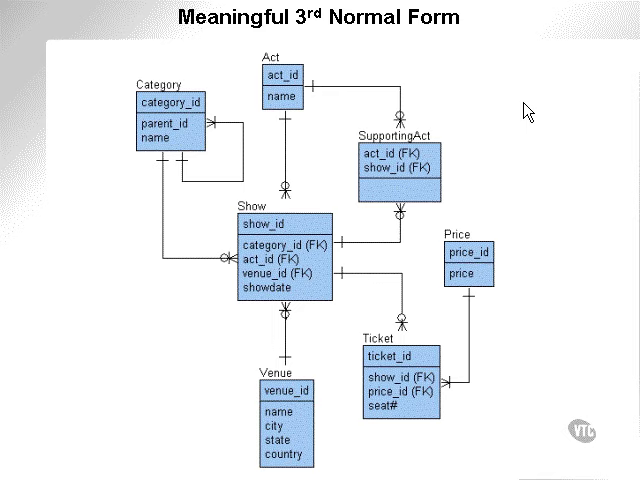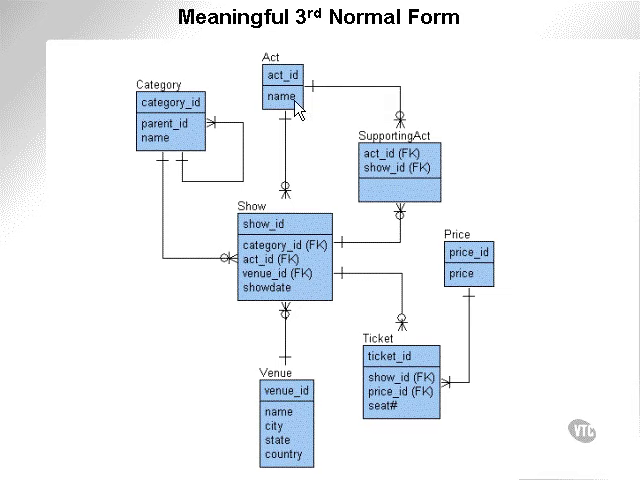Meaningful third normal form. What do I mean by meaningful third normal form? Take this example. I have a table structure which represents, for instance, pop acts doing many shows at many venues all over the country. They have supporting acts. Quite often, not always, but quite often. A supporting act is also an act. Therefore, the relationship between the act entity and the show entity is actually one-to-many or many-to-many.